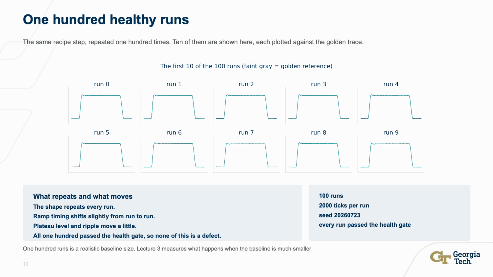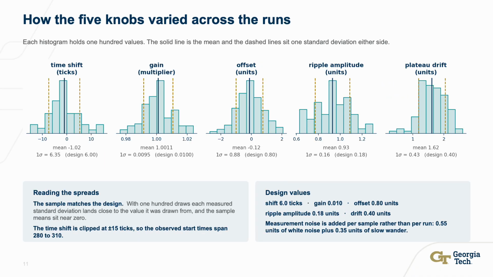All 100 runs pass the health gate. This is what healthy variation looks like, and the detector has to tolerate every bit of it without complaining. 100 runs is a realistic size for a production baseline. Next lecture, we measure what happens when you try to do this with far fewer.